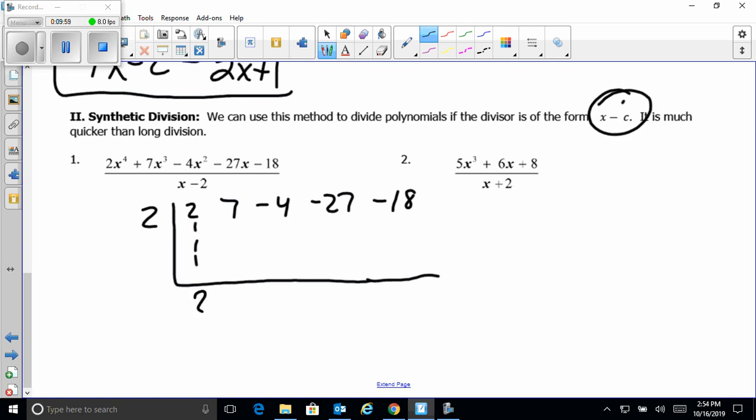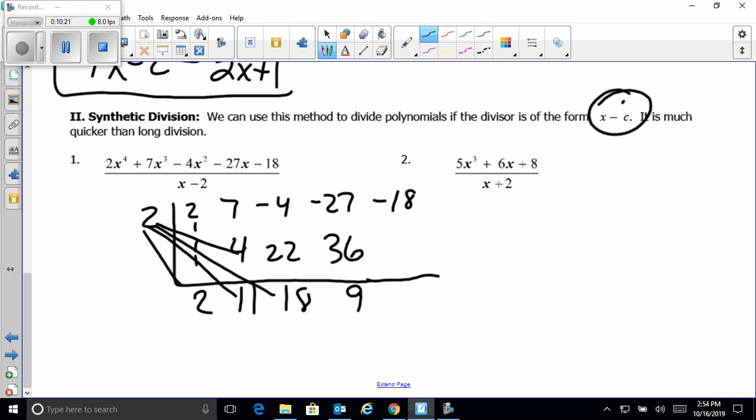So we bring this first one down. Multiply. 2 times 2 is 4. Add those, that's 11. Multiply. 2 times 11 is 22. Add those, and we get 18. Multiply. 2 times 18 is 36. Add those, and we get 9. Then multiply. 2 times 9 is 18. Add those, and we get 0, which means we don't have a remainder. This last slot would be a remainder if we had it. So that means it went into that evenly. And our answer, when we're dividing it, is 2x. Now it's 1 less.